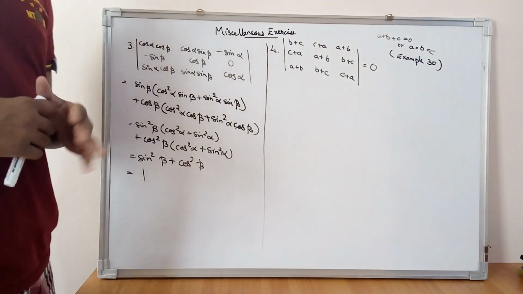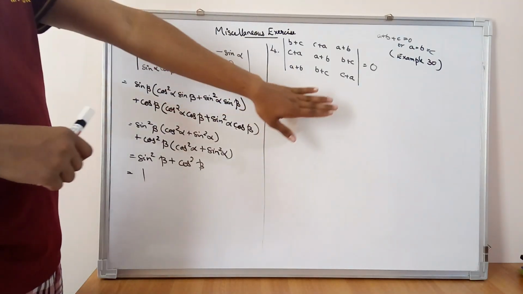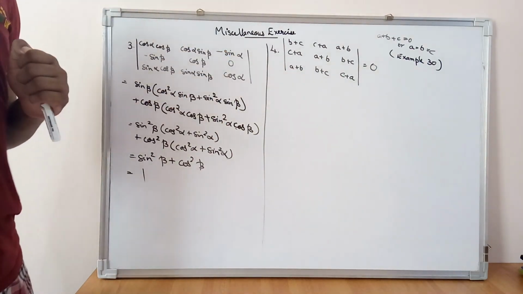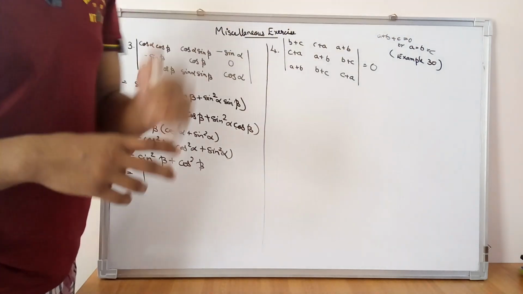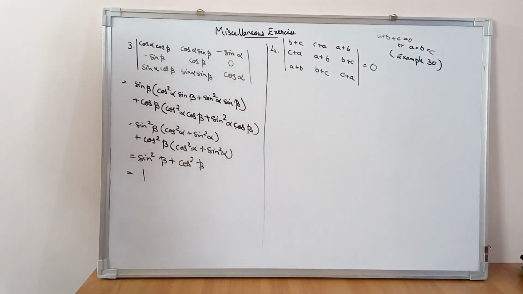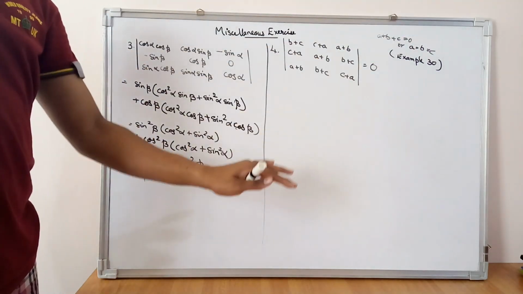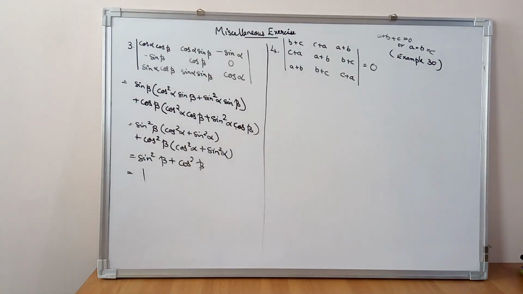So the fourth question here is: if A, B, C are real numbers and this determinant is equal to 0, you need to show that either A plus B plus C is equal to 0 or A is equal to B is equal to C. This is an easy and common question, very long, but the main thing is you need to check what the condition is here, and if A is equal to B equal to C, how the condition arises. That's all about this question.